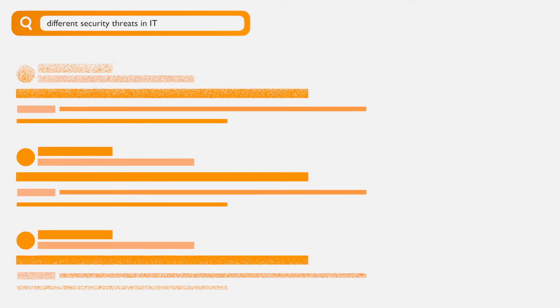You can do this by going to your local browser and typing different security threats in IT. You can then use any article or website that you find and use it in your assignment. Just be sure to reference that website or article at the bottom of your assignment and leave some type of label next to where you used it.